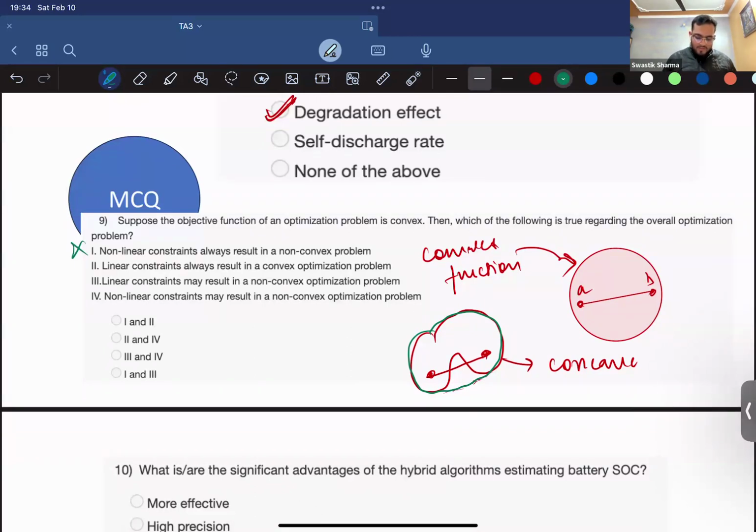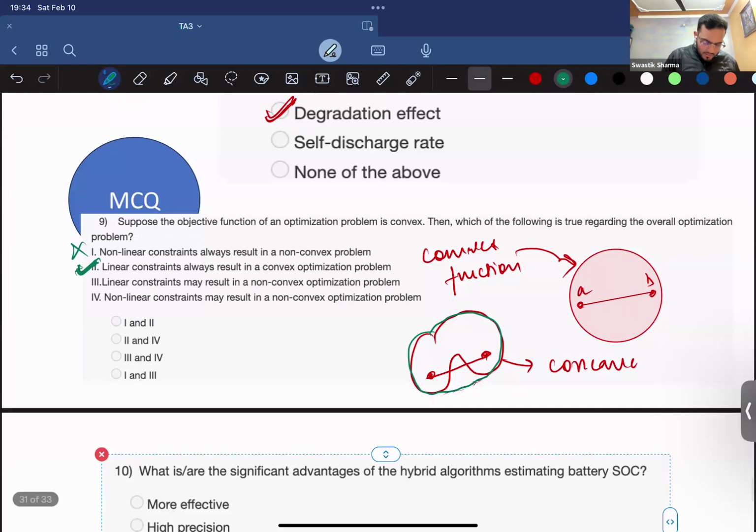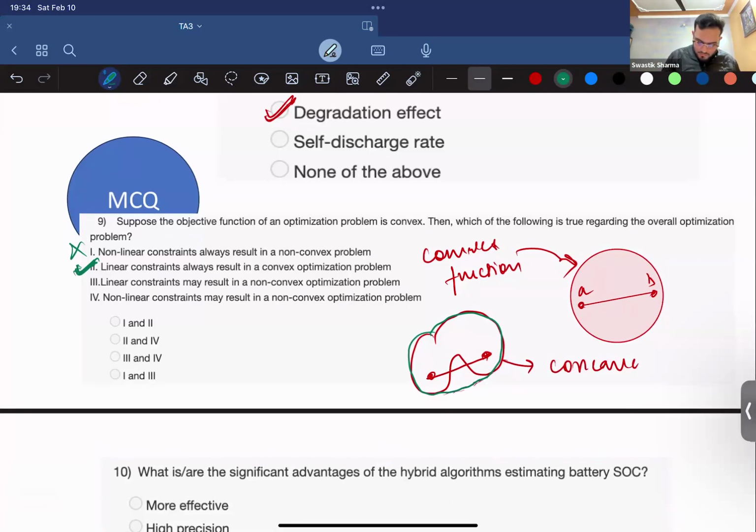Linear constraints always result in a convex optimization problem. This is true. A linear constraint is always convex because it's a straight line. So you can draw a line and it can be a straight line as well. Linear constraints may result in a non-convex problem. This is wrong. A linear constraint can never result in a non-convex.